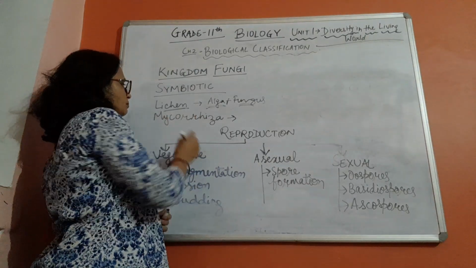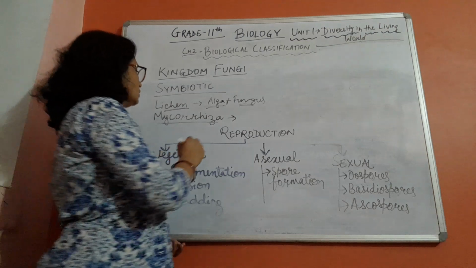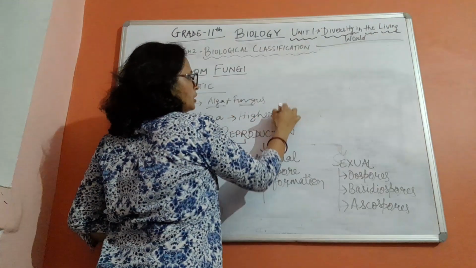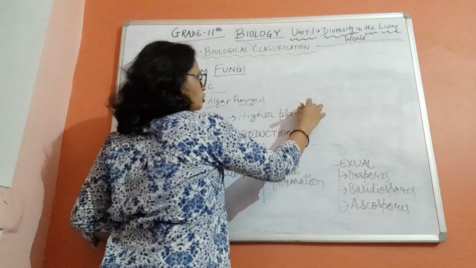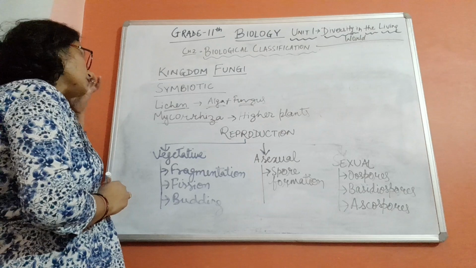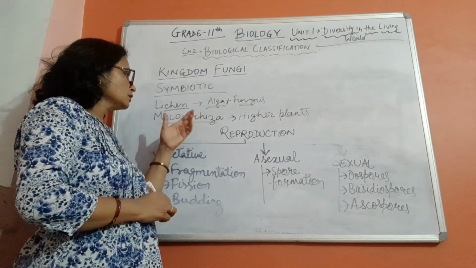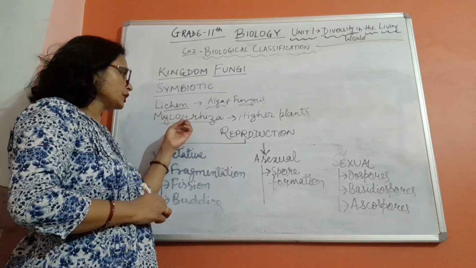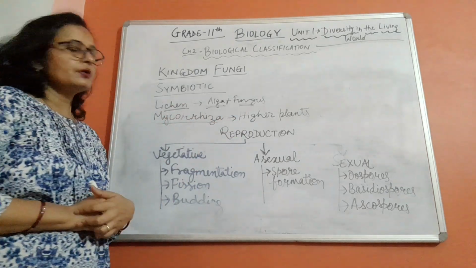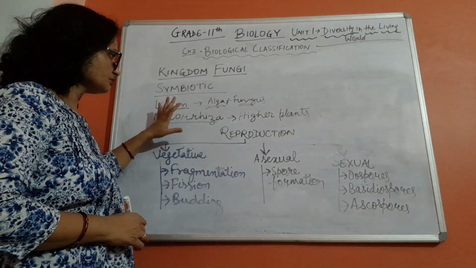Then mycorrhiza. Mycorrhiza is also an example of symbiotic fungi, which is found in the roots of higher plants, basically gymnosperms. A fungus is found on the roots, and the fungus provides some kind of nutrients and moisture to the plant, and in turn the plant gives nourishment to the fungus.